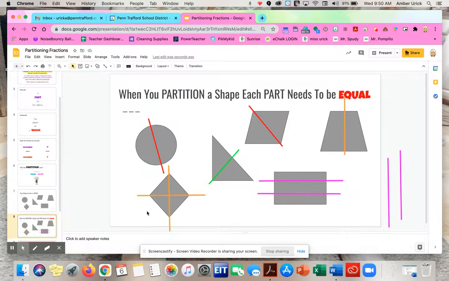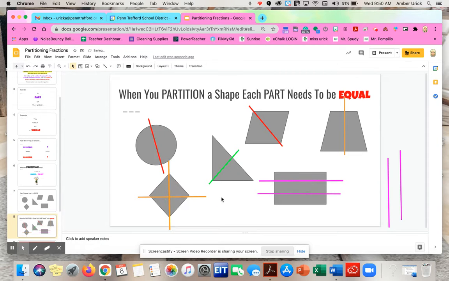One last shape down here. How about this guy? I cut him with 2 lines, and I made 1, 2, 3. I made fourths. But again, can I remove one line? And I made halves, didn't I? But what if I removed this line and only kept this line? Did I make halves 2 different ways? I did.